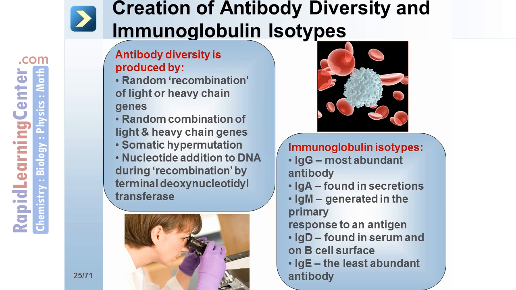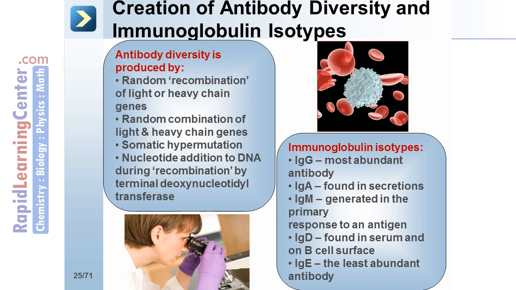Antibody diversity allows the body to respond to the presence of a variety of antigens. Antibody diversity is produced by random recombination of light or heavy chain genes, random combination of light with heavy chain genes, somatic hypermutation, and nucleotide addition to DNA during recombination by terminal deoxynucleotidyl transferase. Now, as previously mentioned, there are 5 different isotypes of immunoglobulin.